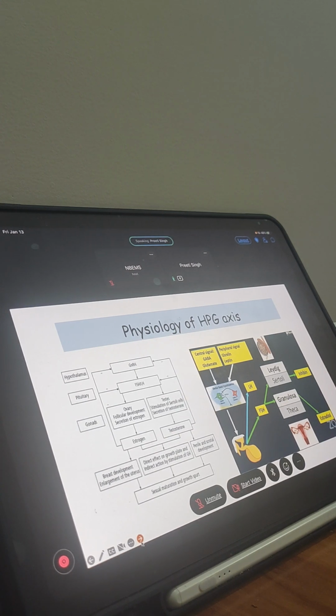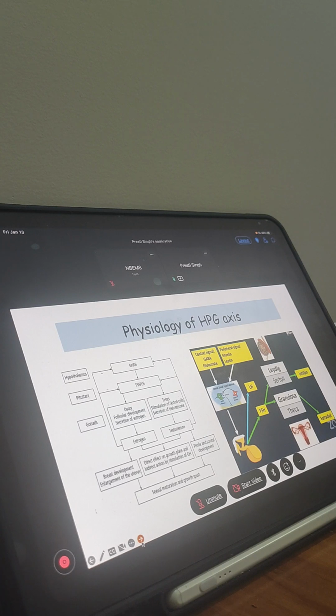The central as well as the peripheral signals actually impinge upon the GnRH pulse generator. Okay, so the GnRH pulse generator leads to the production of GnRH, that is gonadotropin releasing hormone, from the hypothalamus, and there is a specific area in the hypothalamus, that is the arcuate nucleus or the medial basal part of the hypothalamus, from which the gonadotropin releasing hormone is released by either the central or the peripheral signals.